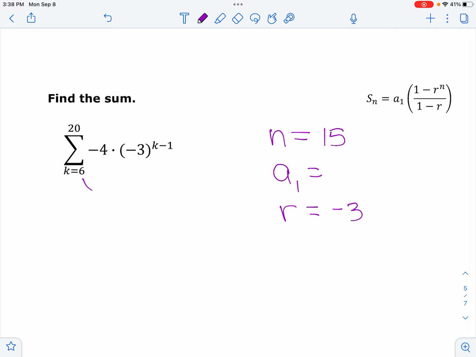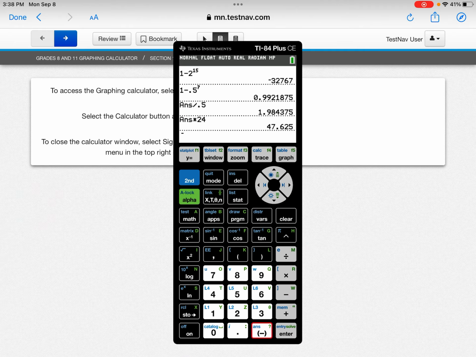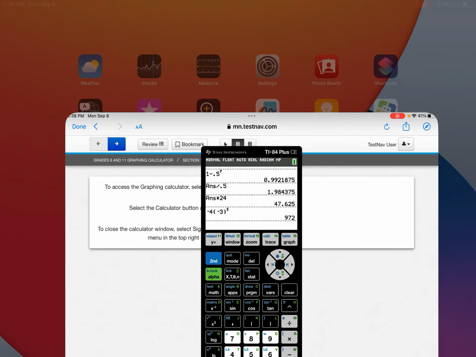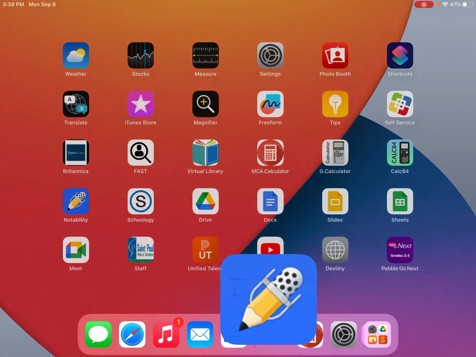So if I put this, your first term is I need to put whatever's at the bottom here of this sigma. So I'm going to put 6 in there. So what would I have? Well, I would have negative 4 times negative 3 to the 6 minus 1 power, which would be 5. Okay, let's do that. And that'll be my first term. Negative 4 times negative 3 to the 5th power. 972. So that's my first term in this series.